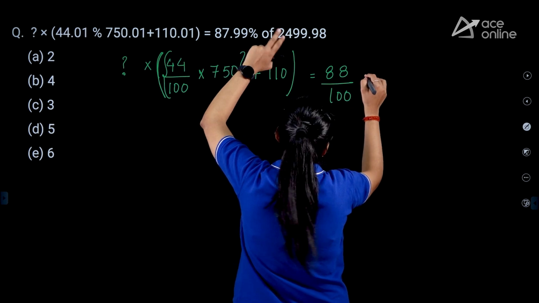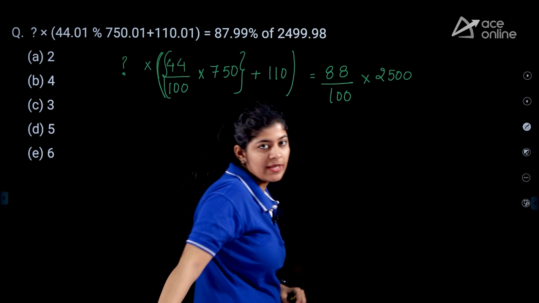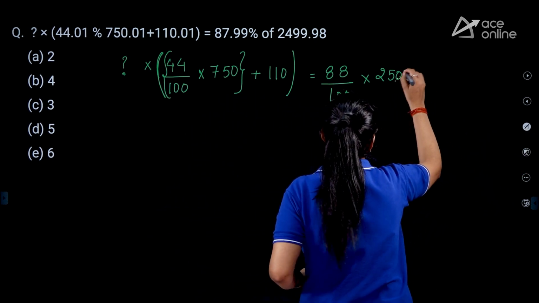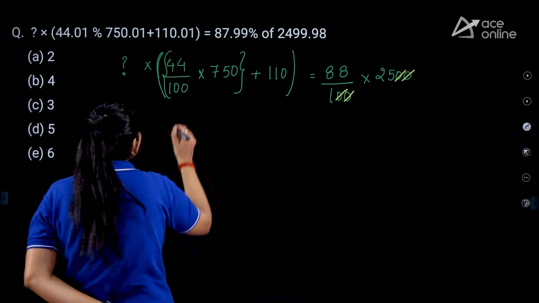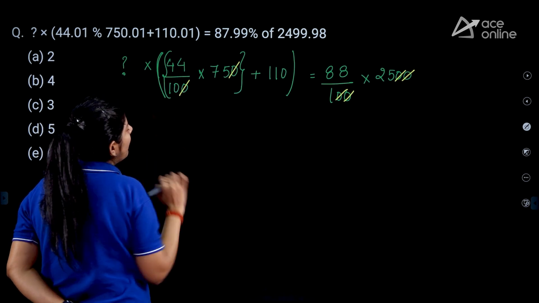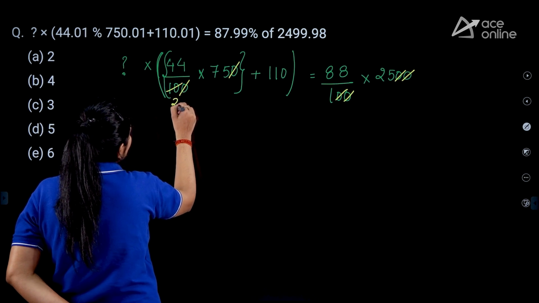88% of 2500, right? We can write it in this manner. Now, we are just going to solve it. So here we can eliminate these two zeros, right? And we can also eliminate this one with the help of 5. Now we can easily eliminate it.